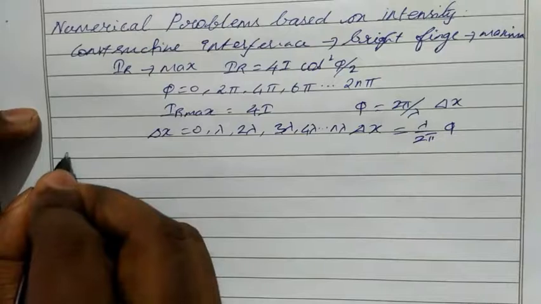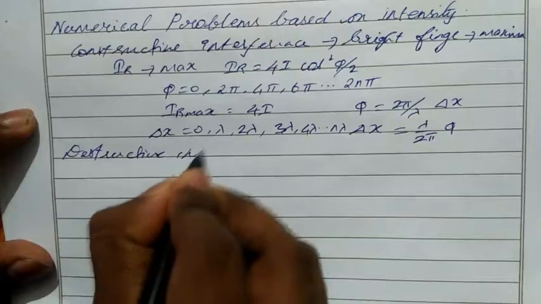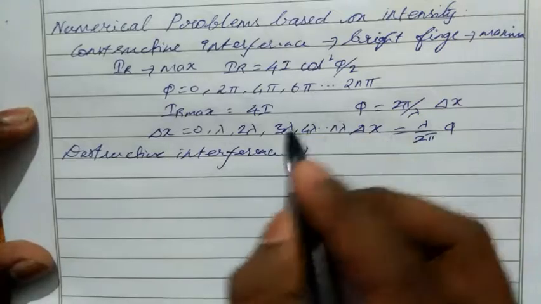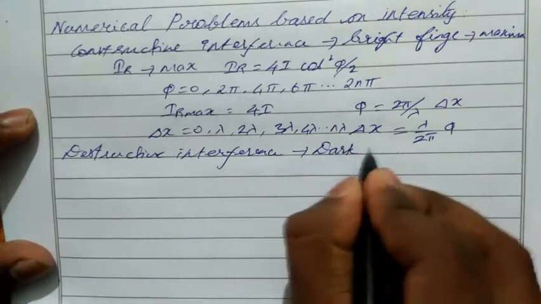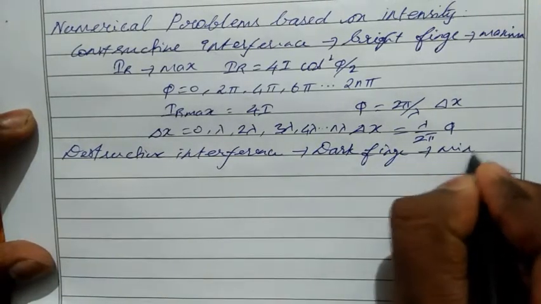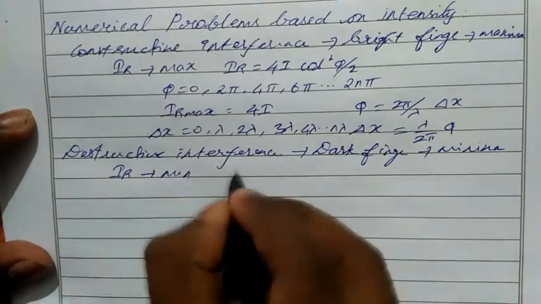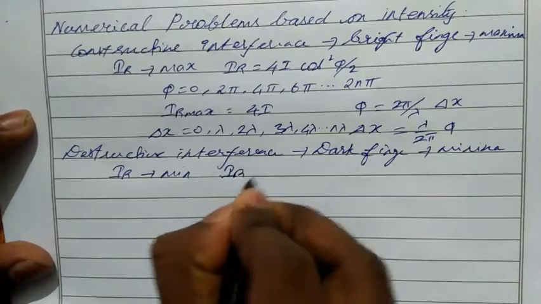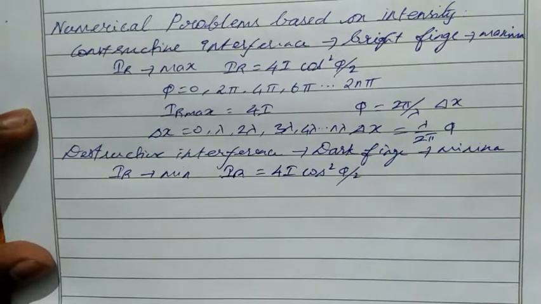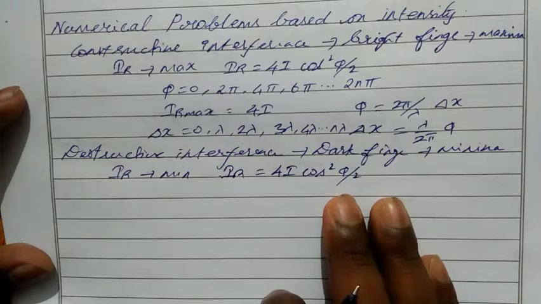Then for destructive interference, we have minima, or we have dark fringe, then we have minima here. So resultant intensity will be minimum. The formula is IR equal to 4I cos square phi by 2. For minimum our value should be 0. So at which value we get 0?